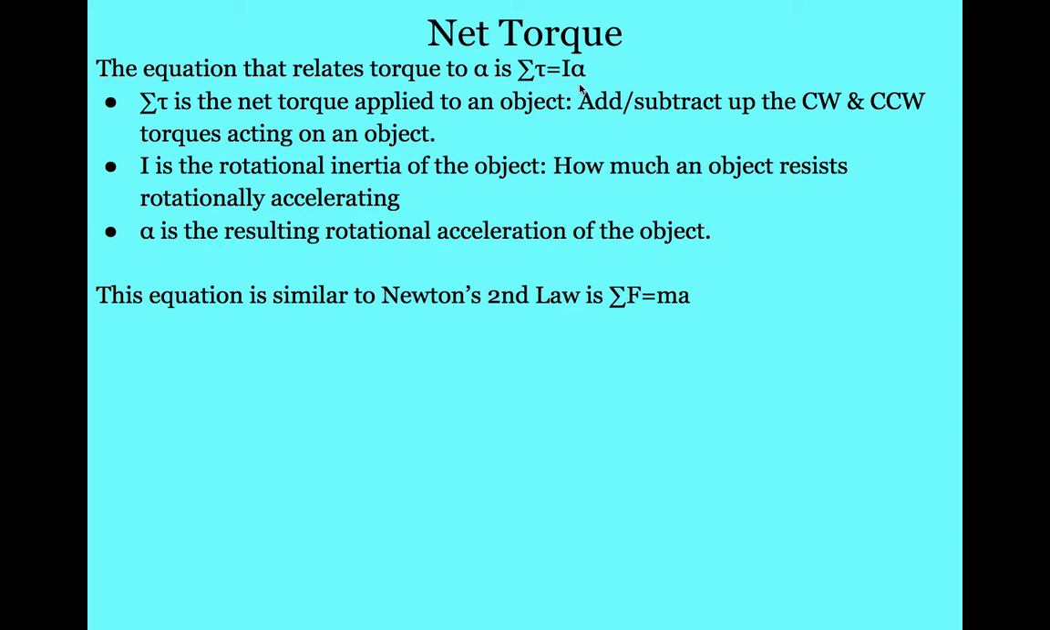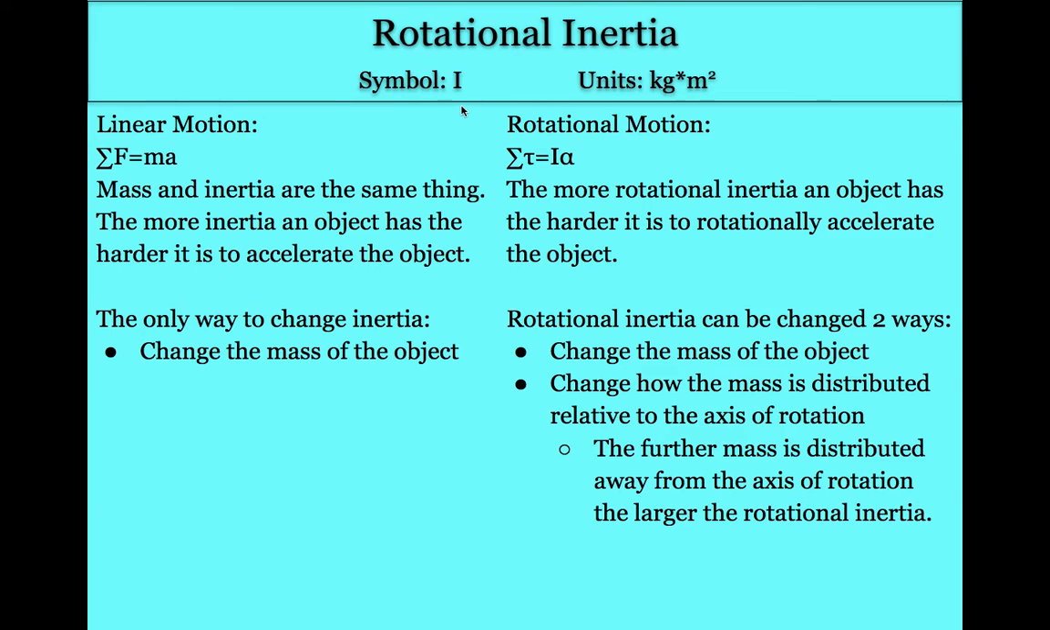We can see that net torque equals I alpha is similar to Newton's second law, which is net force equals mass times acceleration, where mass is inertia and I is rotational inertia. So rotational inertia has the symbol capital I, and the units are kilograms times meters squared. Let's do a comparison and contrast between mass and rotational inertia.